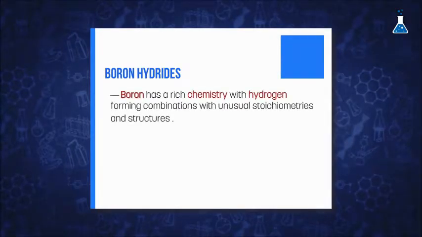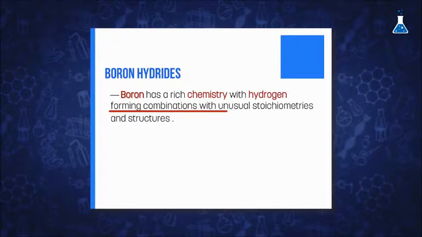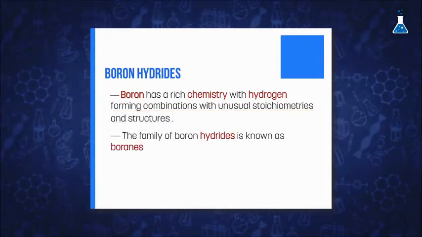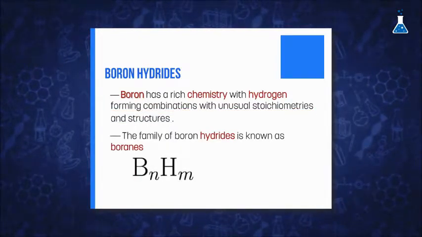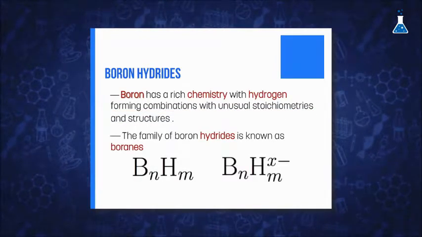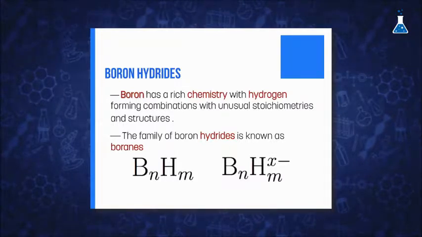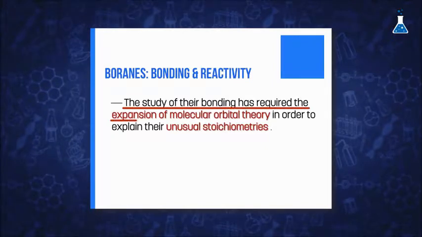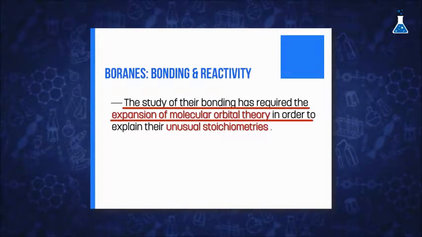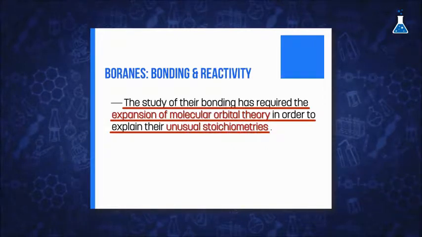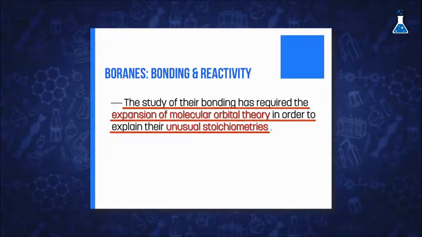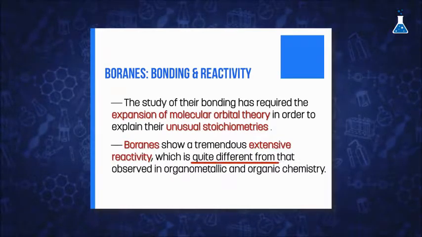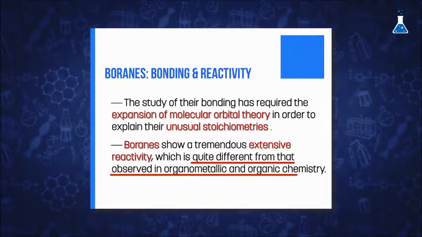Boron has a rich chemistry with hydrogen, forming combinations with unusual stoichiometries and structures. Boron hydrides are also known as boranes, and their generic stoichiometry is BnHm. The study of their bonding has required the expansion of molecular orbital theory in order to explain their unusual stoichiometries. Borane shows a tremendously extensive reactivity, which is quite different from that observed in organometallic and organic chemistry.